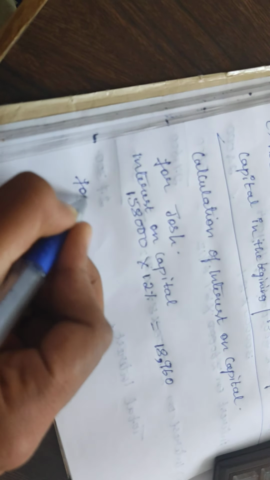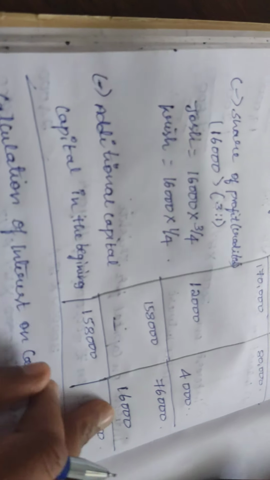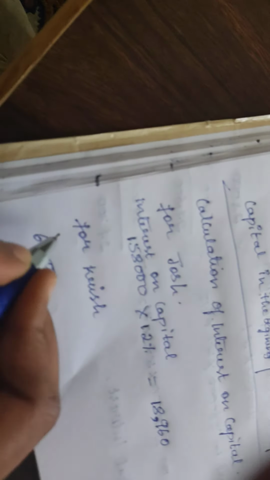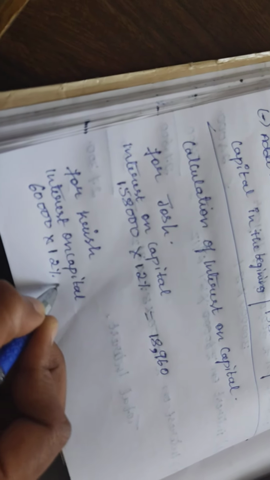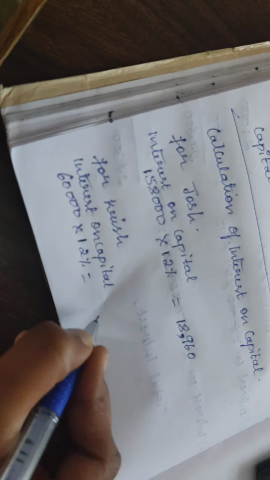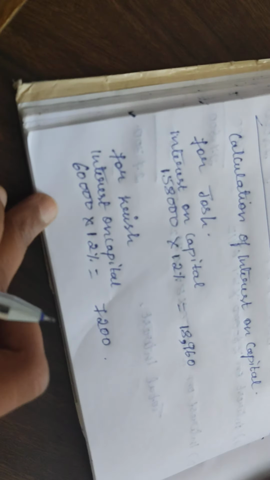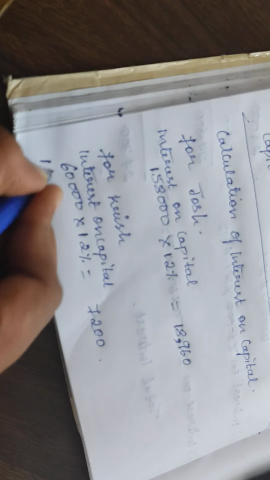Now let us calculate for Krish. See Krish here. For Josh we have calculated on 1,58,000. For Krish we will calculate on 60,000. So this is interest on capital: 60,000 into 12%, for the whole year we are calculating. So 60,000 into 12% is equal to 7,200.